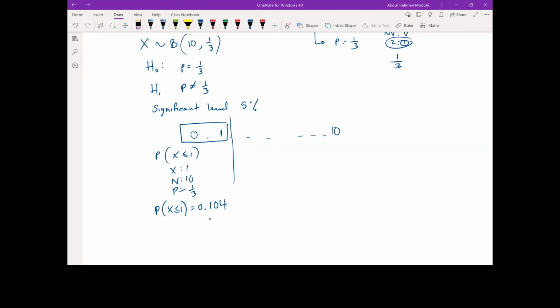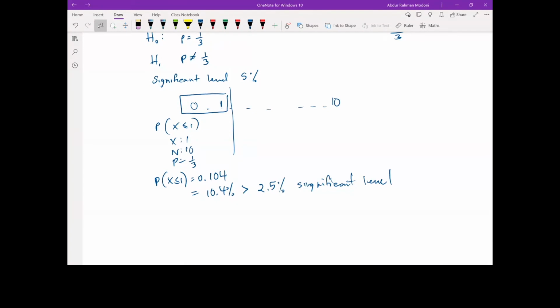So in this case, what I'll do is I'll halve my significance level. So half of 5% is 2.5%. So this answer here is 10.4%, which is greater than the 2.5% significance level. So since it's not less than the significance level, there is insufficient evidence to reject the H0.